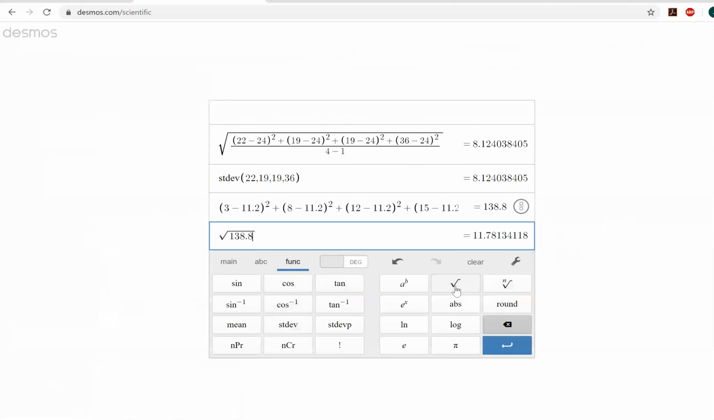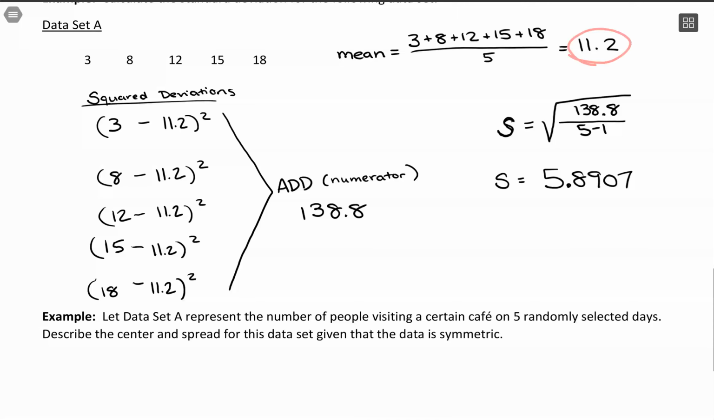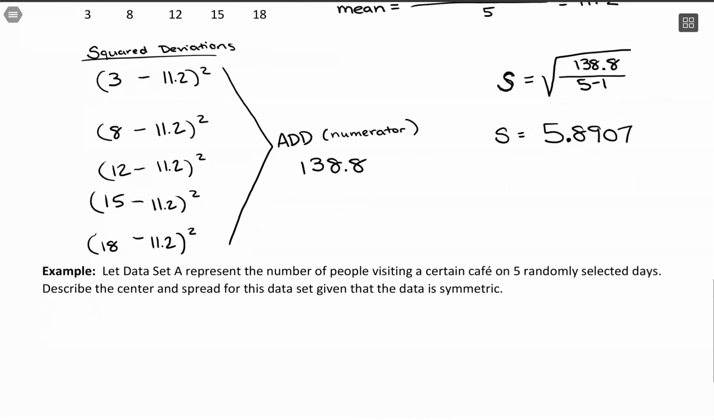So let's say we put some context to this and said this was the number of people visiting a certain cafe on 5 randomly selected days. So the idea being that one day they had 3 people stop by, one day they had 8, another day 12, another day 15, another day 18. So just to get in terms of a sentence, so you could say is we expect 11 people to visit. So let's say the cafe can expect about 11 people to visit in a day.